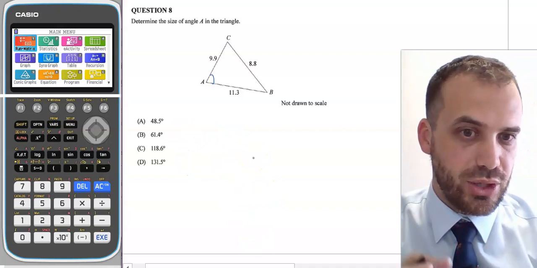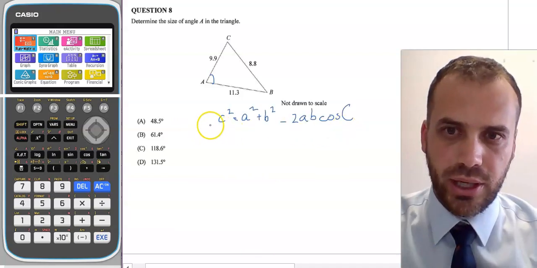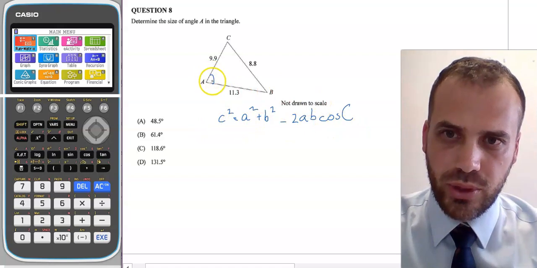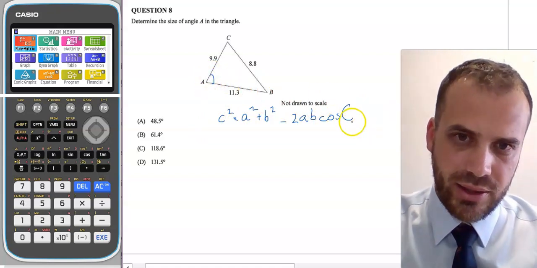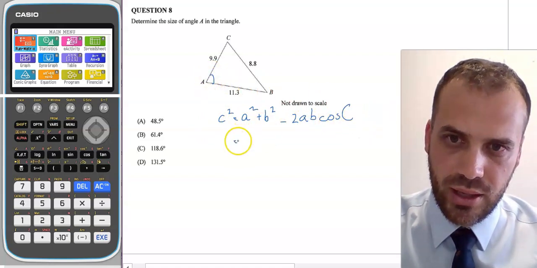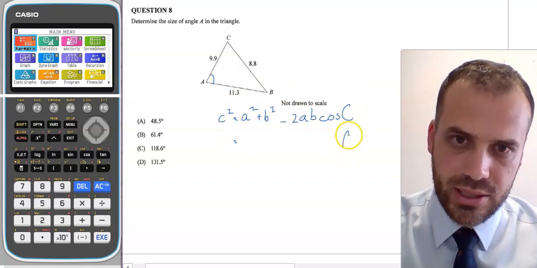So recall the cosine rule. Looks a little bit like this. Now the unknown angle I want here is actually the letter A, and so that's what we're going to put there. So the unknown angle is this capital A.